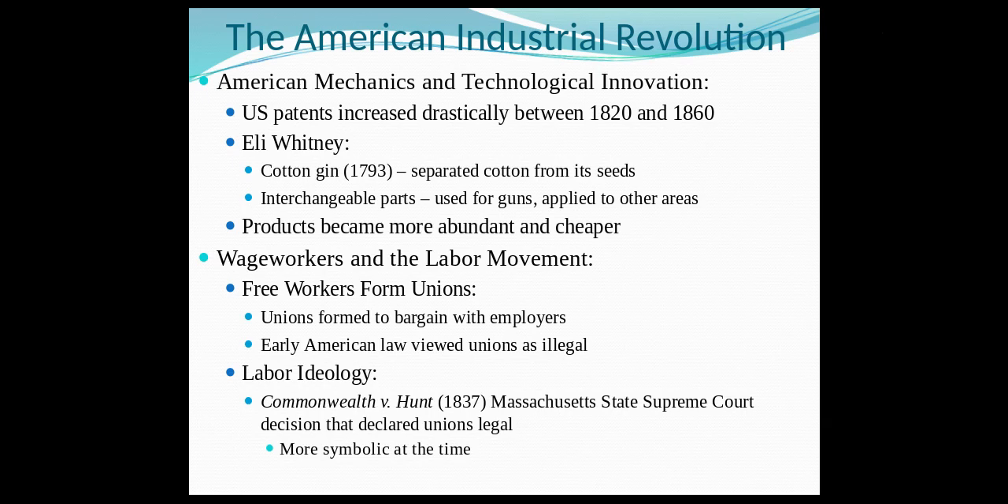Interchangeable parts used for guns began to be applied to other areas. So think of modern day vehicles. A steering wheel off of a 2019 Chevy Silverado will fit any 2019 Chevy Silverado. It's an interchangeable part. Products become more abundant, more of them, and cheaper. And that's nice. It's going to be more affordable for the lower class, for the working class people.